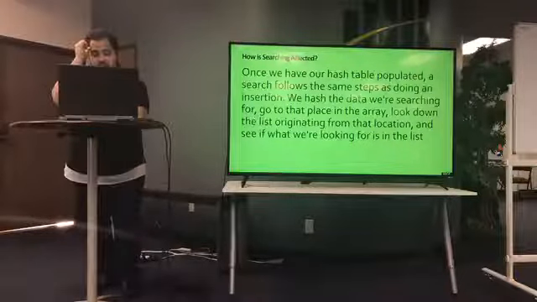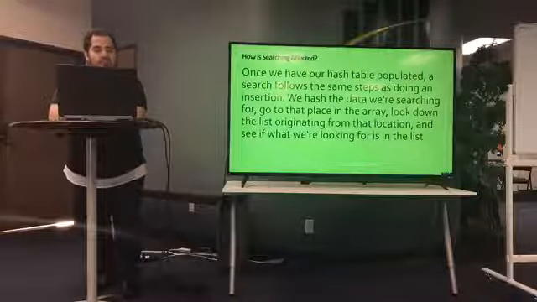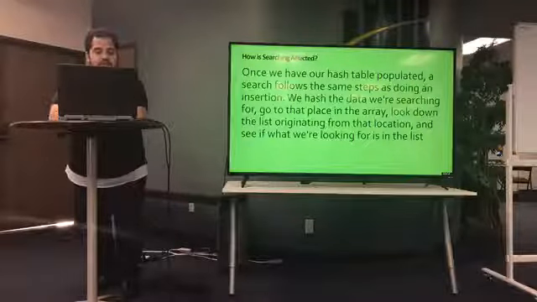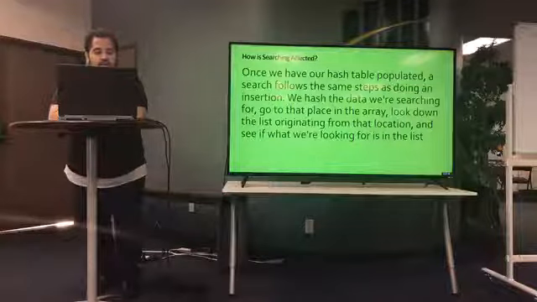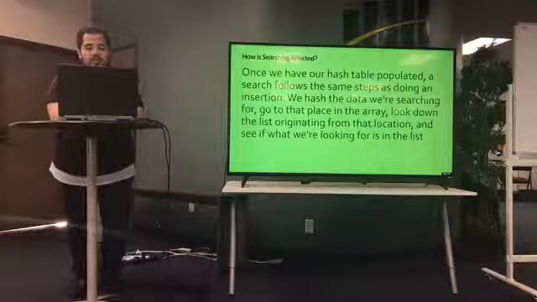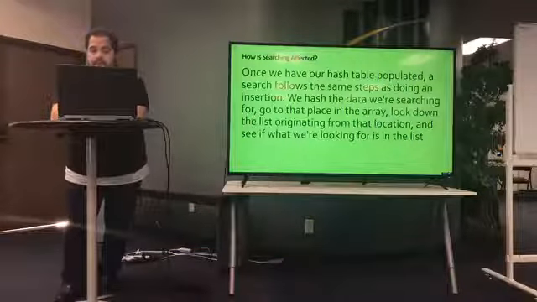Okay, so how is searching effective, right? Because we modified the structure. Right. So once we have our hash table populated, a search follows the same steps as doing an insertion, okay? We hash the data we're searching for, go to the place in the array, look down the list originating from that location, and see if what we're looking for is in the list, okay?